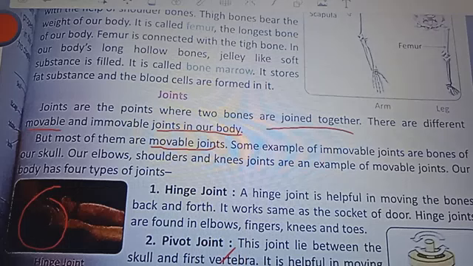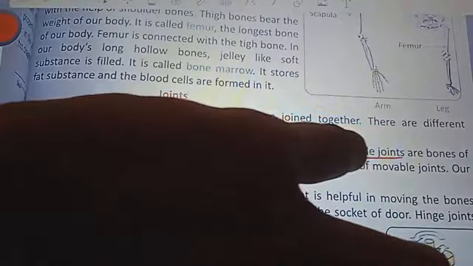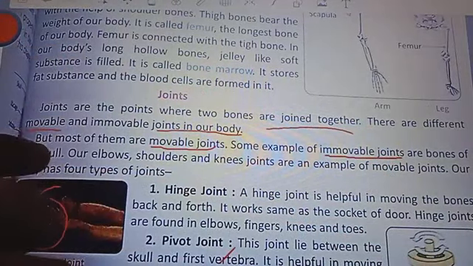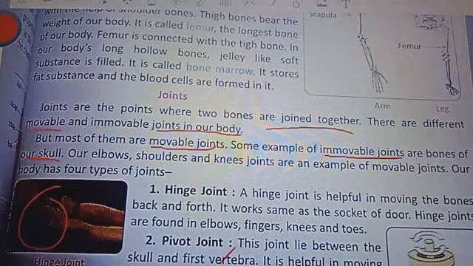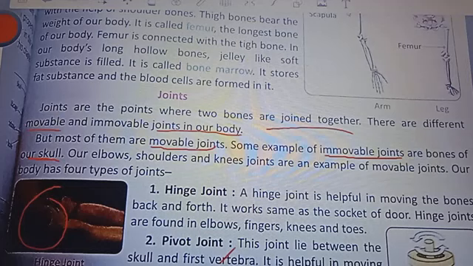But most of the joints are movable joints. Some examples of immovable joints are the skull. The skull is an immovable joint, which we discussed in our last class. The skull does not allow any movement, only our lower jaw allows movement for eating and speaking. Other than that, the skull does not allow any movement. So an example of an immovable joint is our skull.